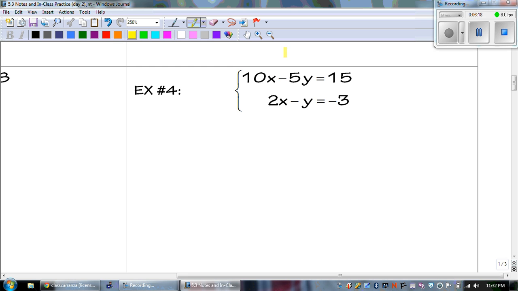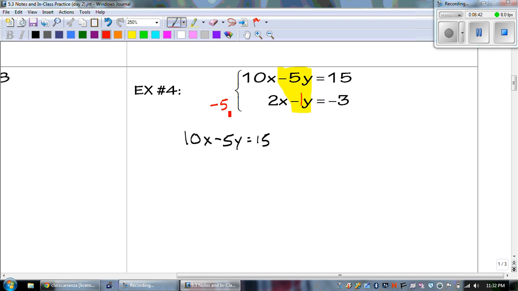Now, just looking at this, I see the y's are the easiest thing to cancel because that's just a negative 1 for the y on the bottom, okay? And if I multiply by negative 5, it'll turn to a positive 5. So I'm going to rewrite the top equation because I'm not changing anything.